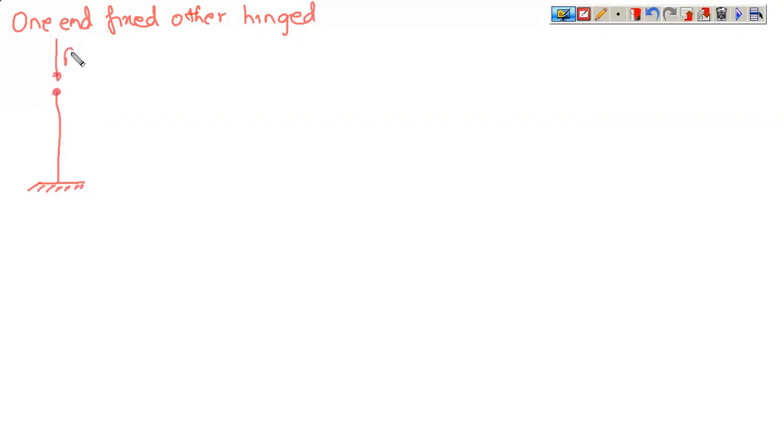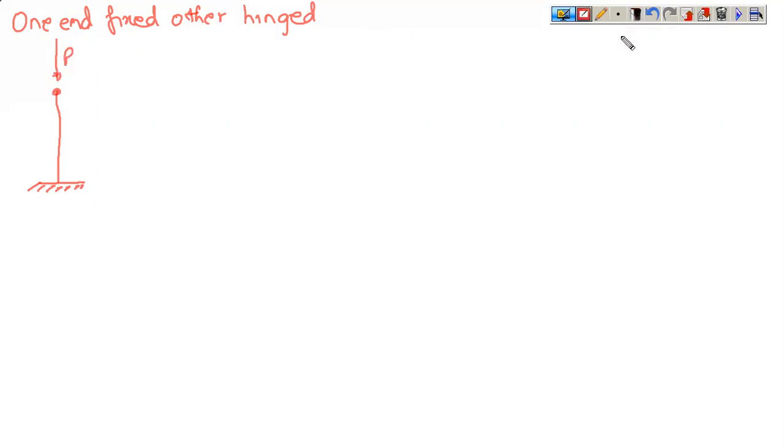Now, the last type of column is one end fixed, other hinged. Okay, so now let us see this type of column. So this is a column and it is acted upon by an axially compressive load of magnitude P.